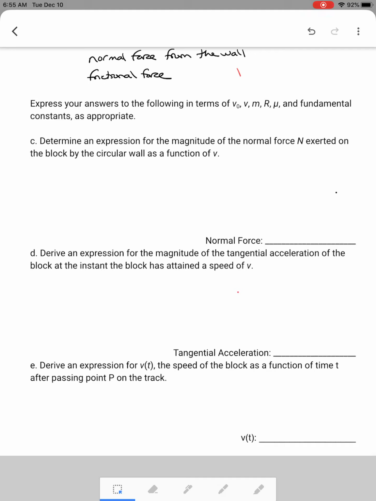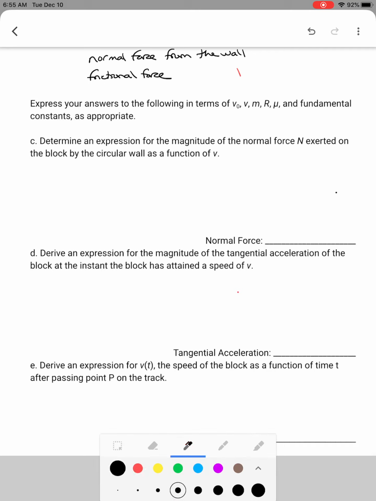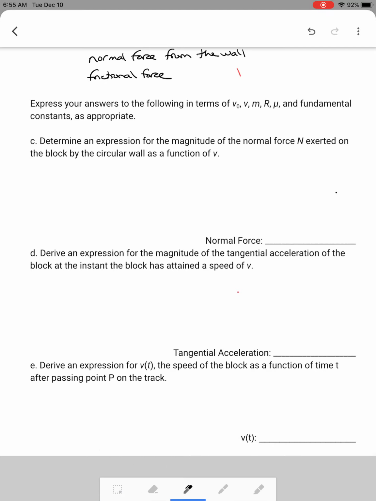Now we get into more forces and kinematics here. Don't overthink these. A lot of us really did that here. Let's talk about the first one. Determine an expression for the magnitude of the normal force exerted on the block by the circular wall as a function of v. Let's go back to how we set these problems up, looking at the radial, tangential, and z directions. Here, we care about the radial direction. If I look at a force diagram of what's happening here, I've got force gravity down, normal force up, and then another normal force in the radial direction.